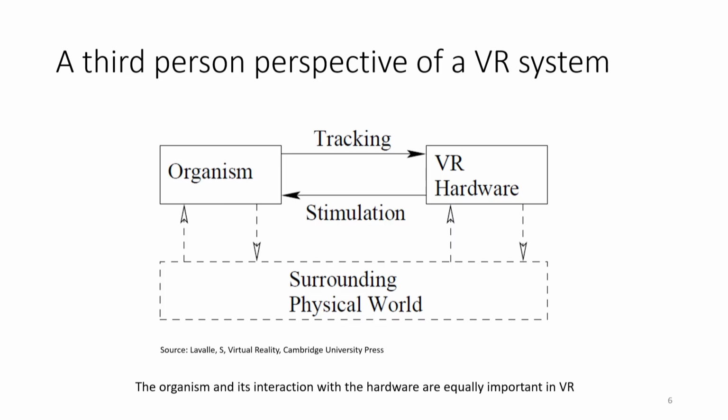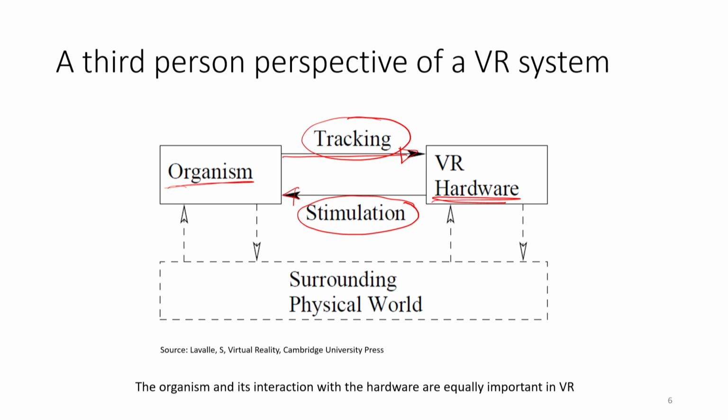Here is what a third person perspective of a virtual reality system looks like. There is the organism who is connected to some VR hardware. The VR hardware is constantly tracking the organism, and equally it is stimulating the organism with maybe some display input to the eyes or some audio input to the ears. So, there is some kind of stimulation going back and forth.